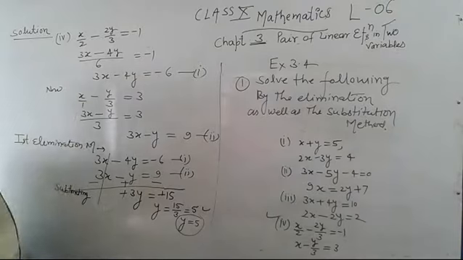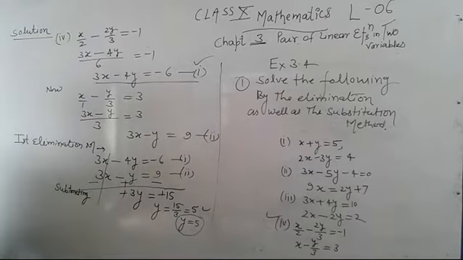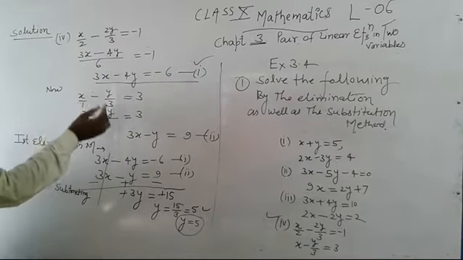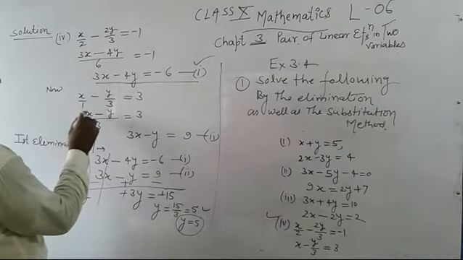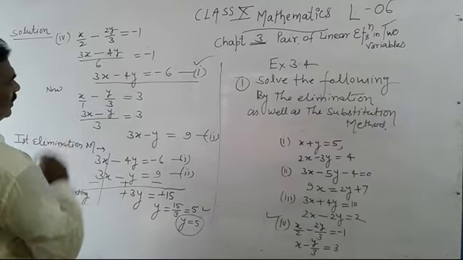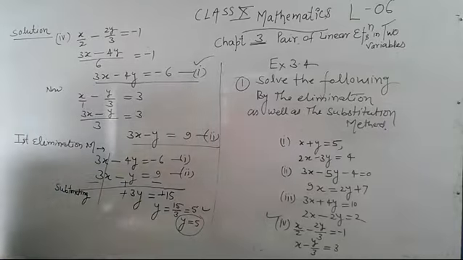After doing cross multiplication, we get the first equation. Now we take the second part, which is x minus y upon 3 is equal to 3. Taking 3 as LCM, we have 3x minus y upon 3 is equal to 3. After doing cross multiplication, we get the second equation, 3x minus y is equal to 9. And this is the elimination method.